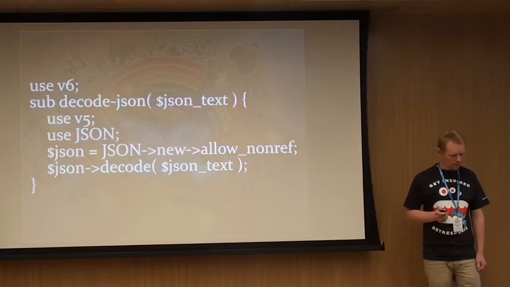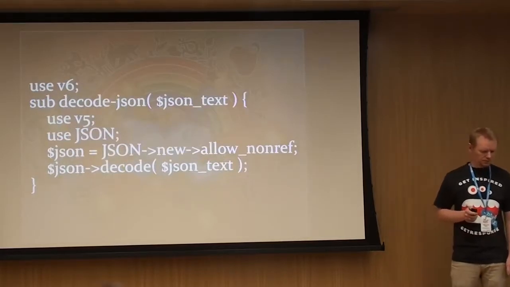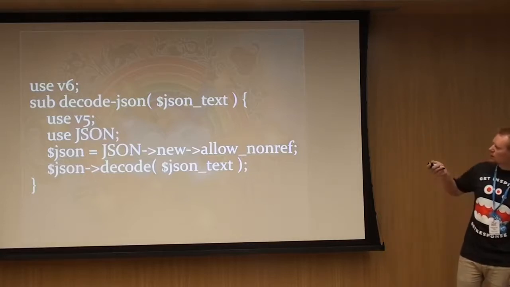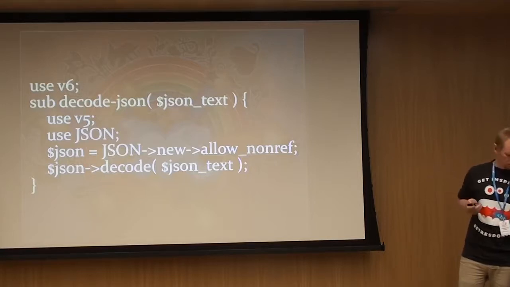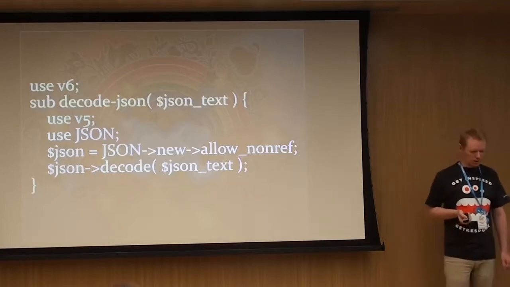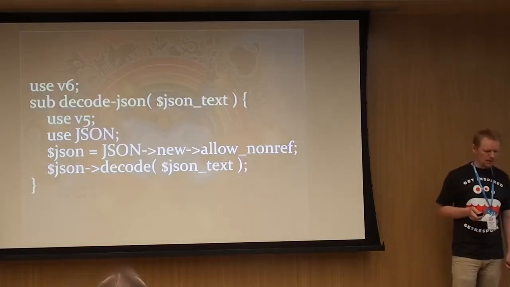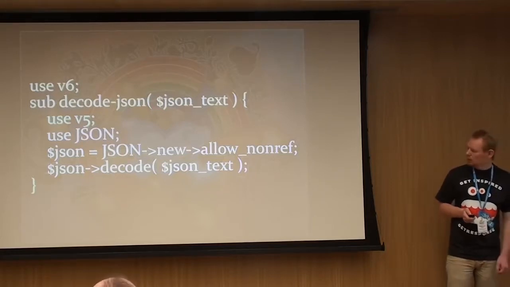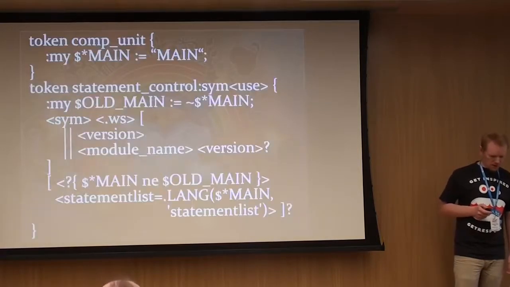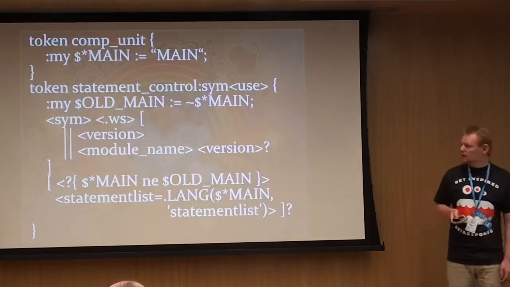Okay. Back to this example. I hope you can see it. The yellowish code is the proper Perl 6 code. Then we have our language switching statement, use v5, that does some magic. And then we have the proper Perl 5 code. And this kind of works like this.